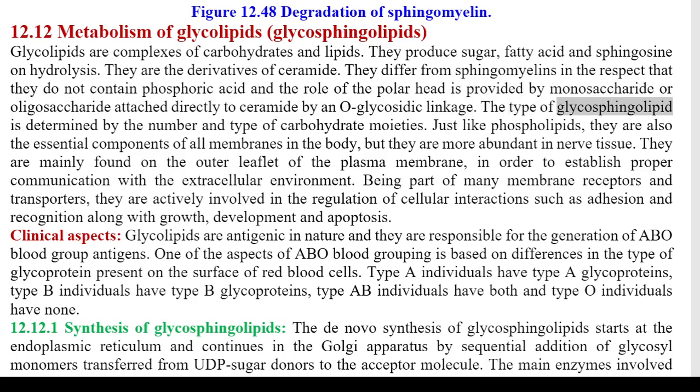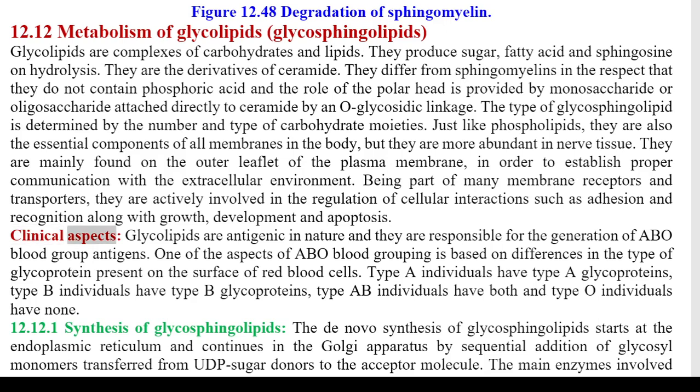The type of glycosphingolipid is determined by the number and type of carbohydrate moieties. Just like phospholipids, they are also essential components of all membranes in the body, but they are more abundant in nerve tissue. They are mainly found on the outer leaflet of the plasma membrane, in order to establish proper communication with the extracellular environment. Being part of many membrane receptors and transporters, they are actively involved in the regulation of cellular interactions such as adhesion and recognition along with growth, development, and apoptosis.